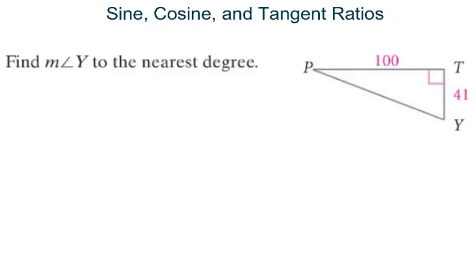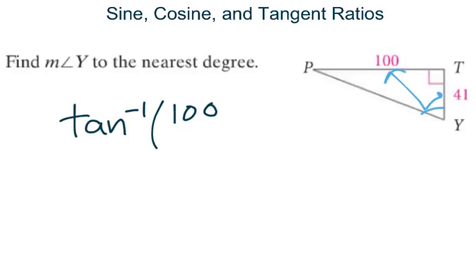Here it says find the measurement of angle y to the nearest degree. So again, we're looking for y. But here we don't have all three sides, so it's very important that we choose the correct trig ratio. Well, from y we know 100 is opposite and 41 is adjacent. So the trig ratio, opposite over adjacent, is tangent. So we're going to want to use inverse tangent on this one. Sine and cosine wouldn't work with the information we're given. We would have to use tangent because, again, it's opposite 100 over adjacent, which is 41.